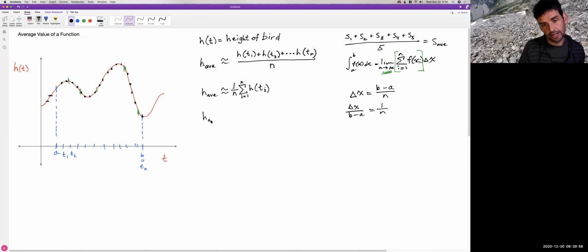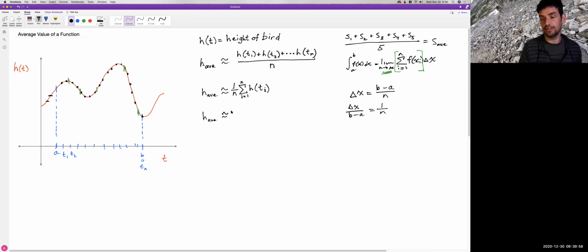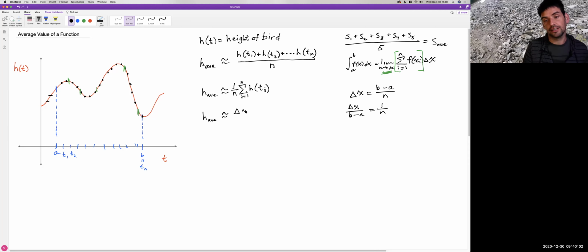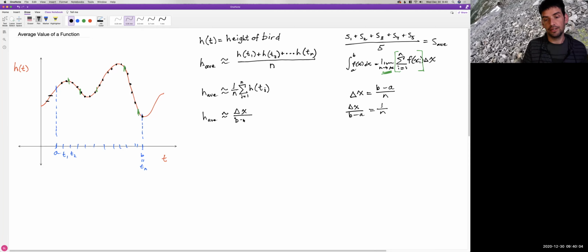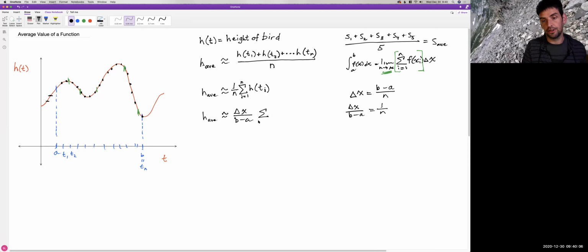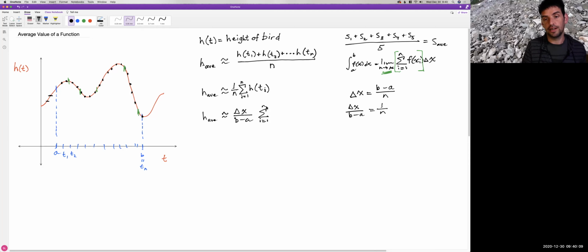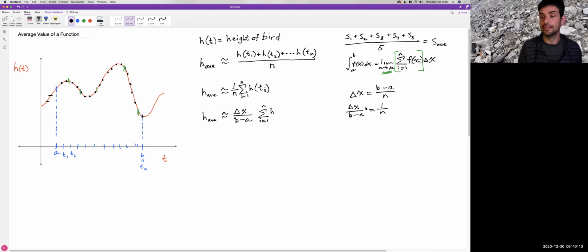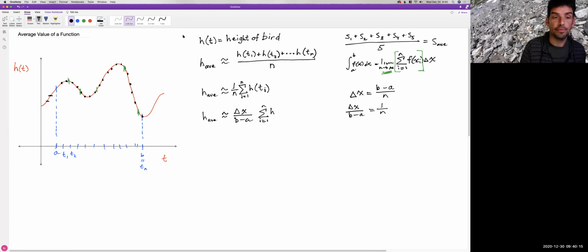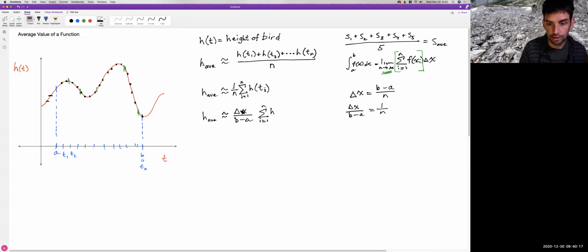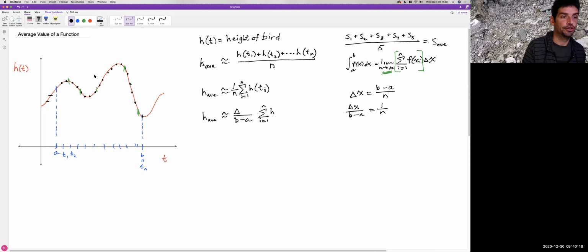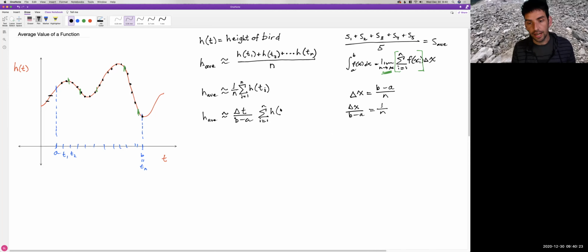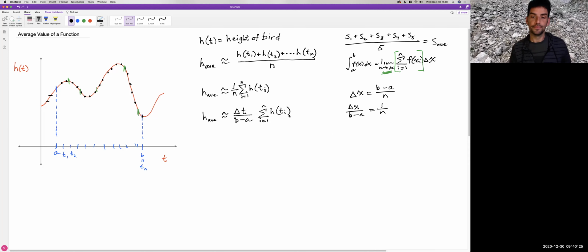So now I can write h average as approximately, remember, this is all my approximation still, delta x over b minus a times the sum of i equals 1 to n. Oops, in this case, it should be delta t, pardon me. Same idea. I've just chosen a different variable name, but the same relationship holds, obviously. h of t sub i.